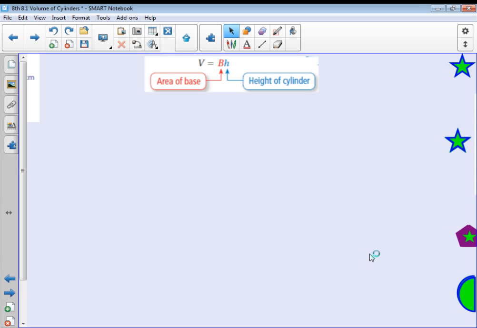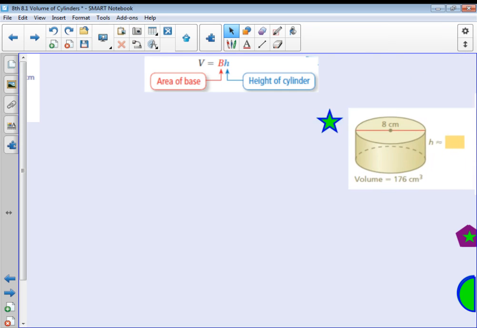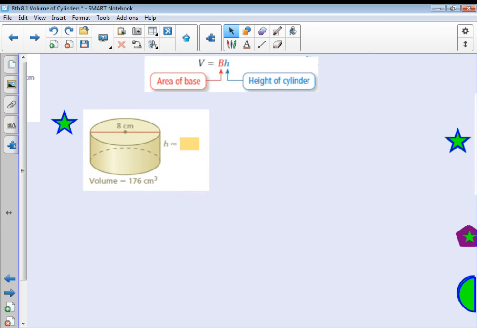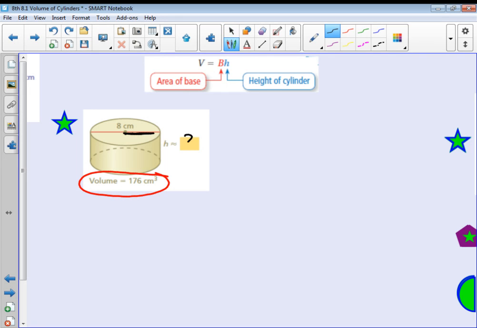Okay, in this part of the lesson, we'll be working still with finding the volume formula for a cylinder. It's just that now we're going to be going through and actually finding one of the other missing pieces. So here we have a cylinder. They're telling us the volume and they're telling us the diameter, so we would actually need just the radius on that. We're trying to figure out the height.